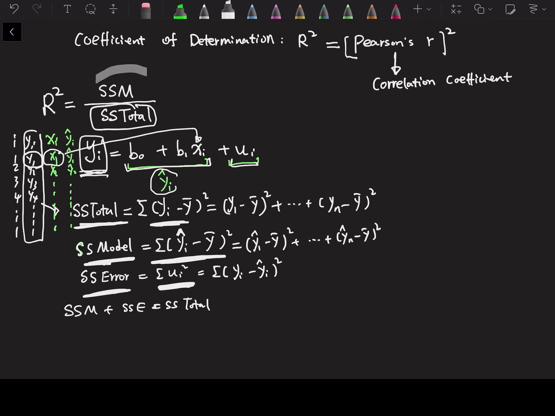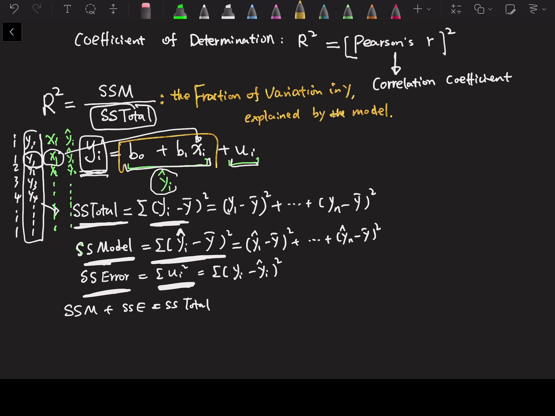So R squared is just the fraction of total variation in y explained by the model. Let me write here. It's just a fraction or percentage of total variation in y that is explained or accounted for by x, or by the model. The model is b0 plus b1x. Right, this is the model. So this is R squared.